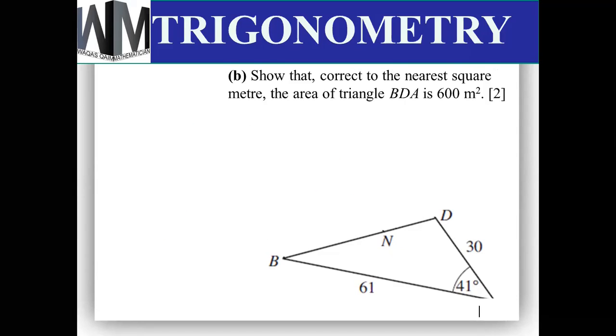Okay, in this part, we have to prove that the area of triangle BDA is 600 square meter. For the area of the triangle, we are using the formula half AB sine theta, which will be half into 30 into 61 into sine 41. And that will be reduced to 600.24 square meter. That will be rounded off to 600 square meter, nearest to square meter.